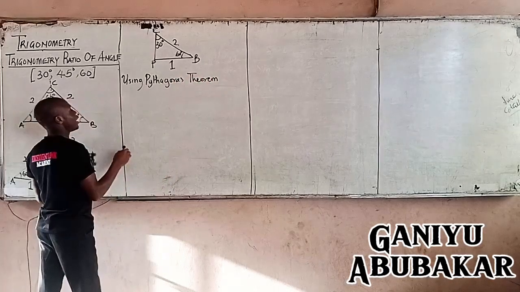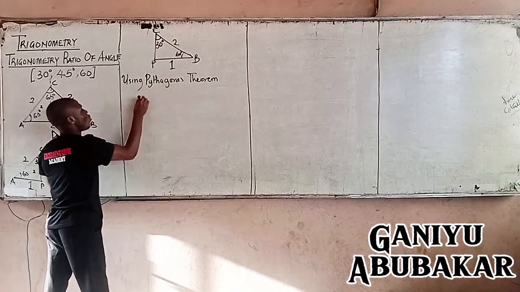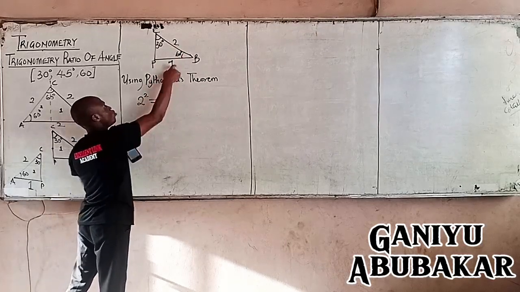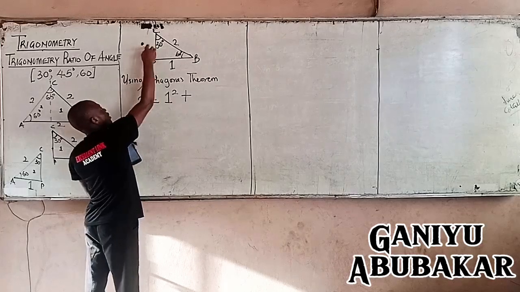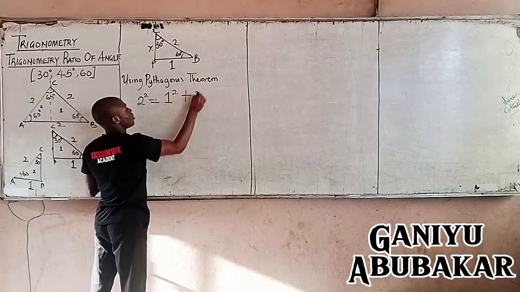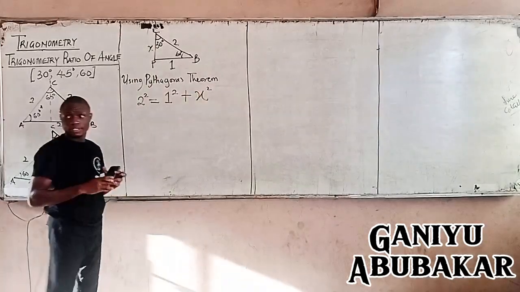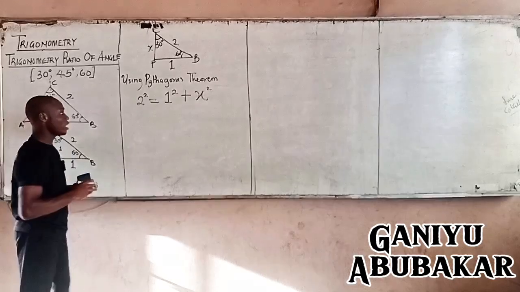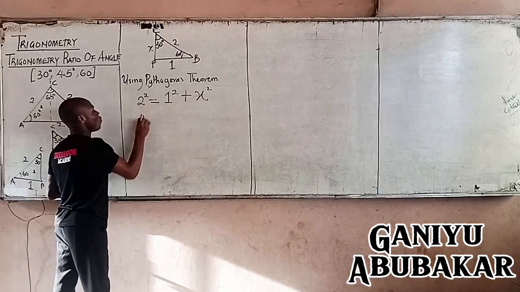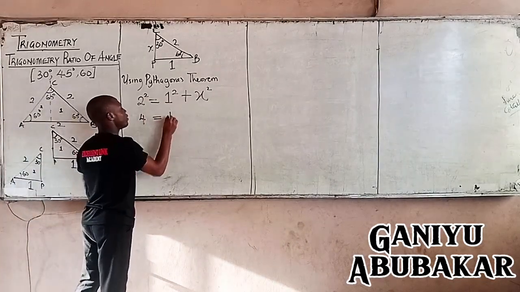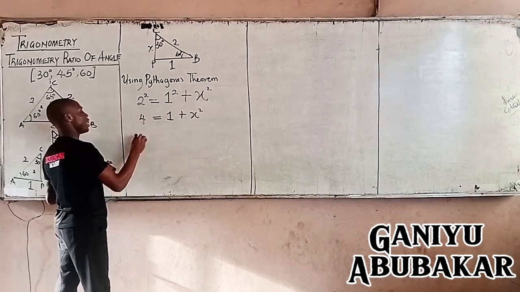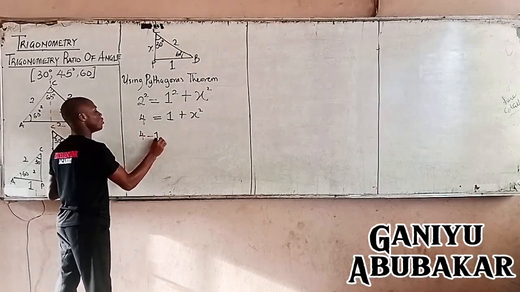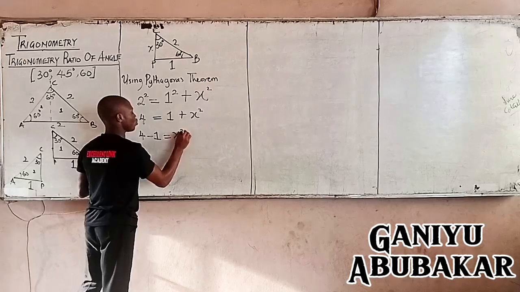What do I get? We said this becomes 2 squared is equal to 1 squared plus x squared. So at this point, what's your next task? 2 squared gives 4 is equal to 1 squared gives 1 plus x squared. Take 1 here, I'll have 4 minus 1 being equal to x squared.